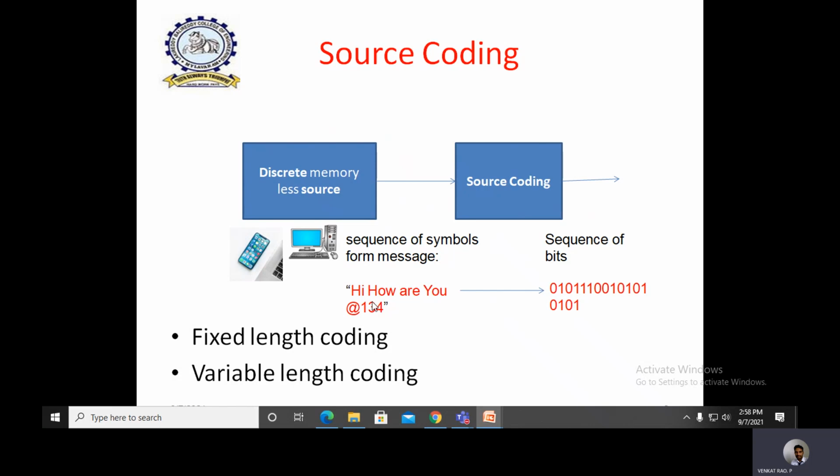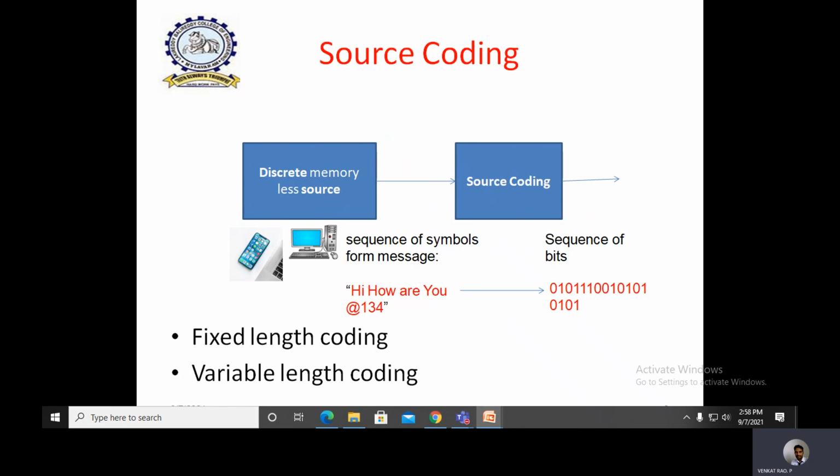For H, some group of bits. For O, some group of bits. Even for space also, it will consider. Space is also one symbol, and it will also allocate some group of bits. So finally, the simple meaning of source coding technique is that it assigns a group of bits to each and every symbol that is coming out from this discrete memoryless source. Finally, it converts messages into a sequence of bits. This is what we know generally.